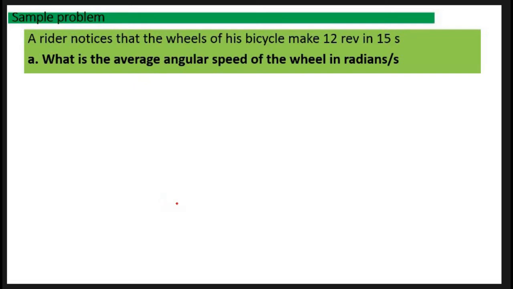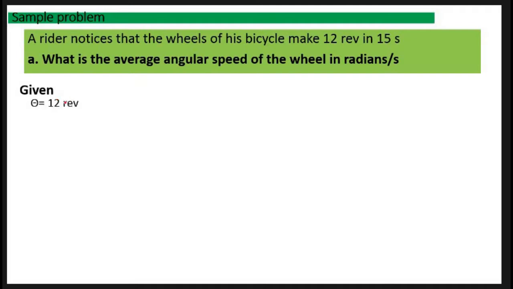So at this point, we will measure what you have learned from the previous discussions that we had. So this is a sample problem. A rider notices that the wheels of his bicycle make 12 revolutions in 15 seconds. What is the average angular speed of the wheel in radians per second? So let's start with the given.